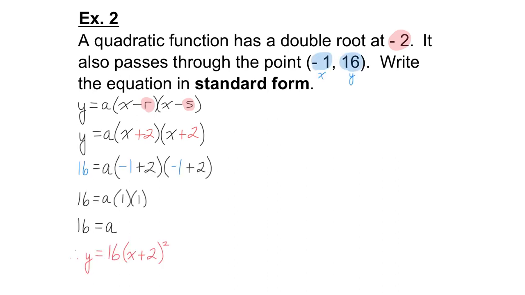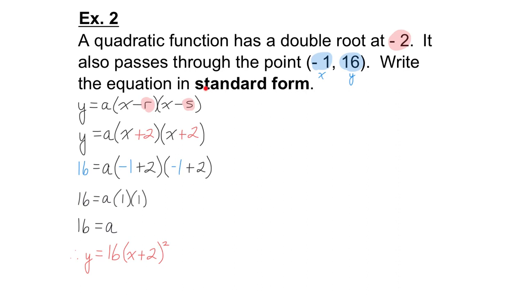So if you follow the same method as before, we take this other point on the function and we replace x and y with -1 and 16. -1 for x, 16 for y. Then we solve for a. We get a is 16. This would make our equation y equals 16 times (x plus 2) squared. I got (x plus 2) squared because it was (x plus 2) times itself. So really I'm just squaring it.